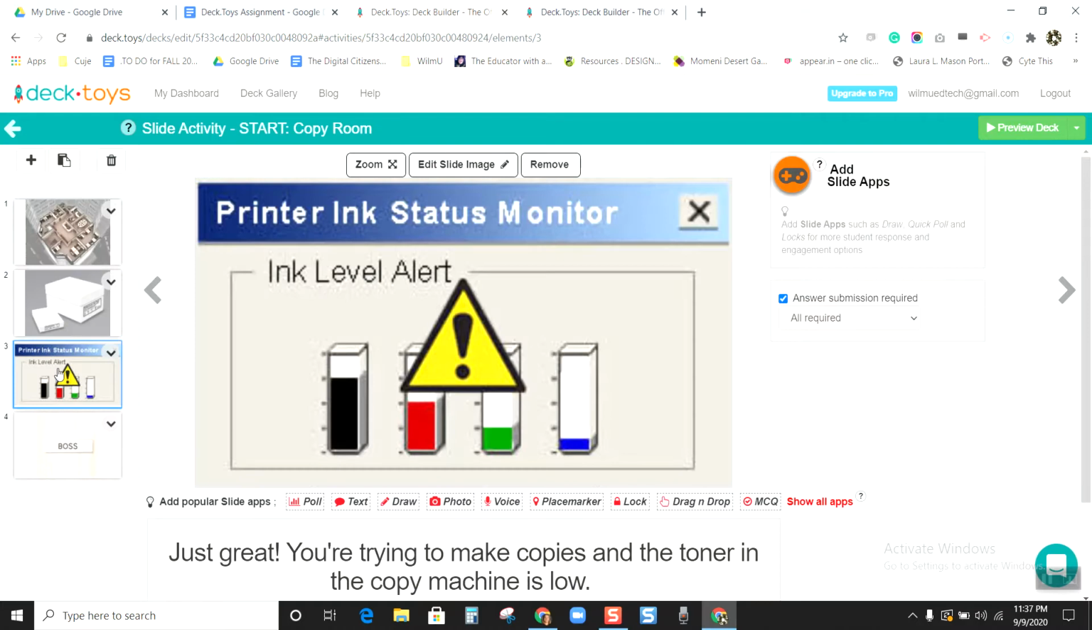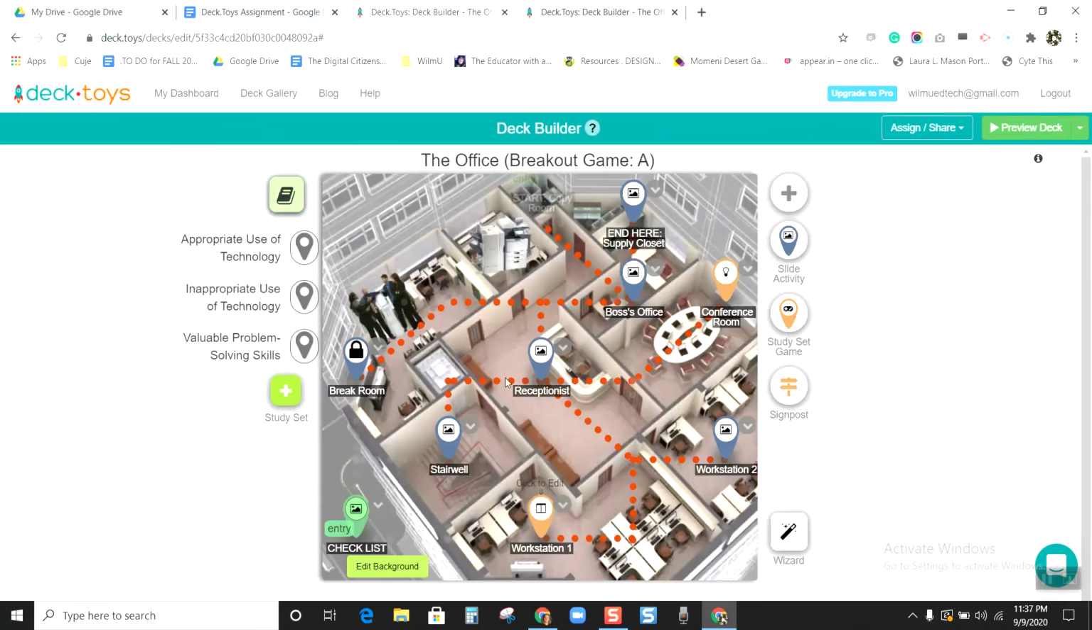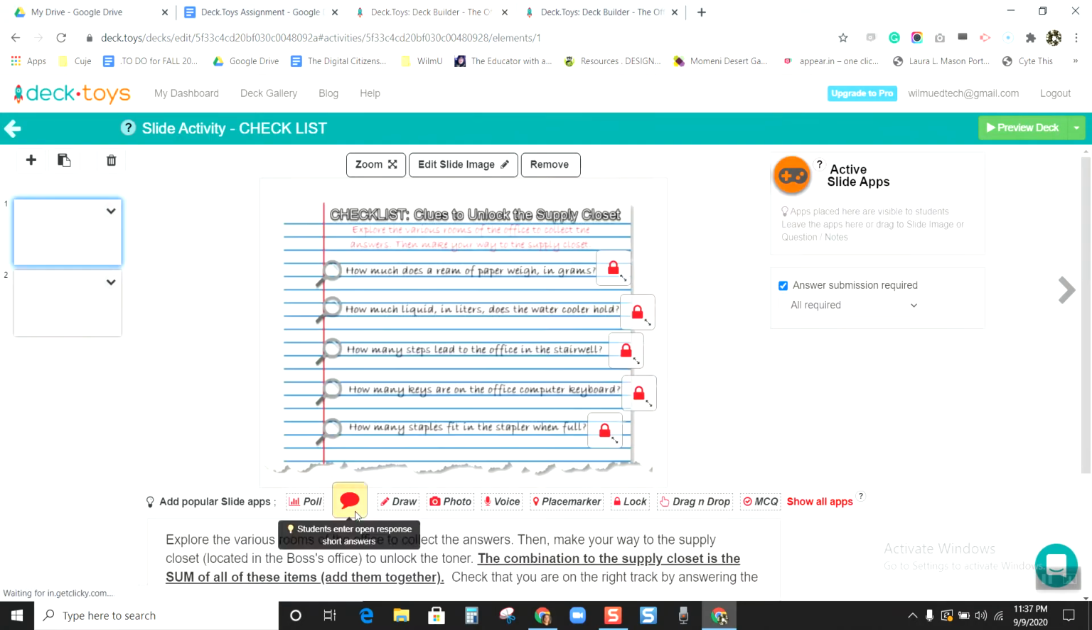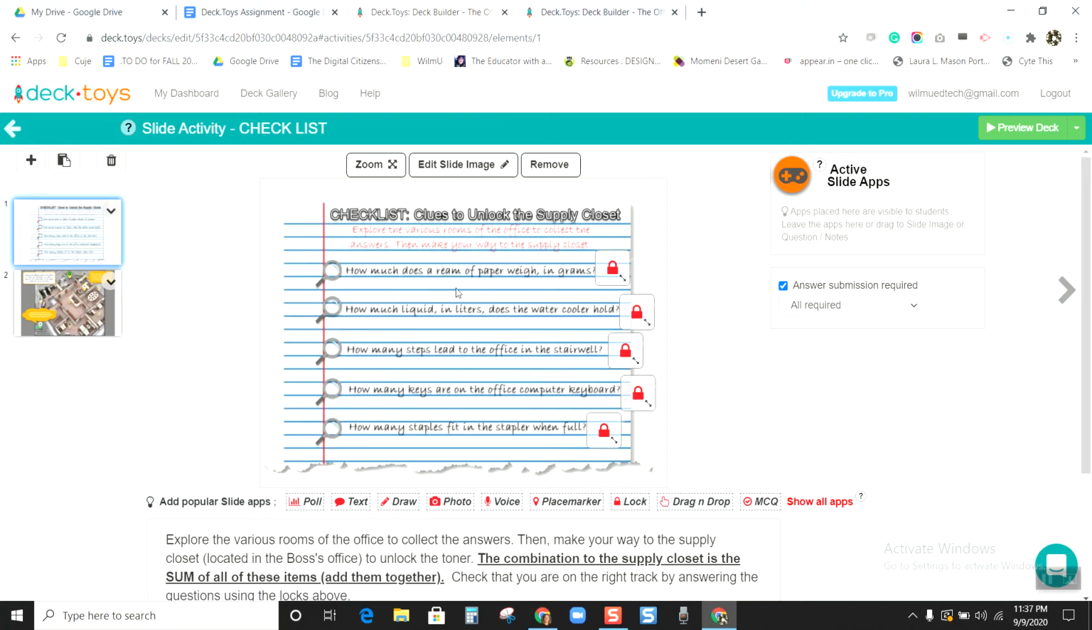So as you completed the breakout game, you know that the scenario was an office building where the employee ran out of toner, and so you needed to collect information and clues around the office. All of those clues ended up being numbers, and the sum of them became the answer to the lock in the boss's office in order to unlock the toner.